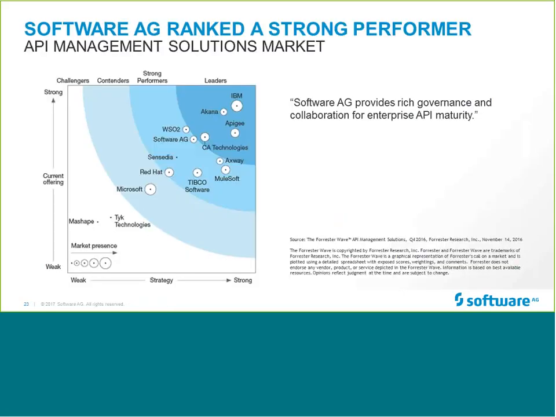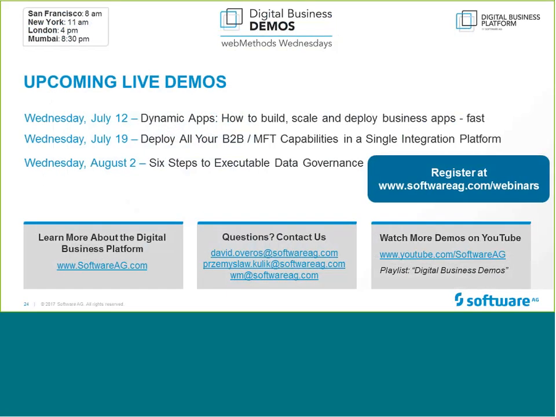To find out how we're doing across the industry, you can see this is the latest Forrester API management wave, and you can see that Software AG is a strong performer. This was our first appearance in the wave, and they specifically called out that we provide very rich governance and very strong collaboration for enterprise API maturity. And so with that, I'm going to hand it back to Charlie to wrap up and cover any Q&A.